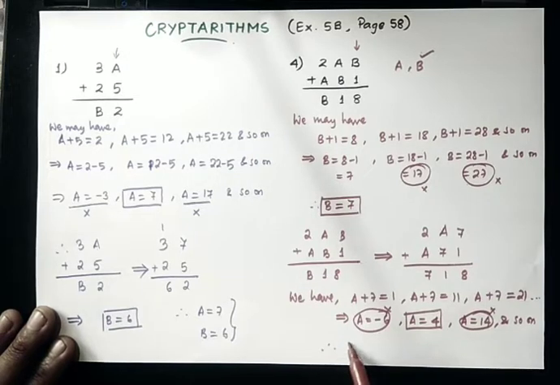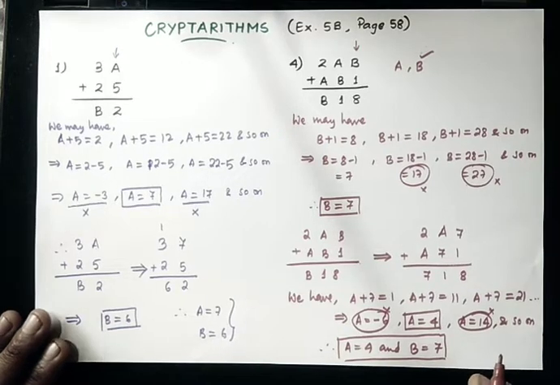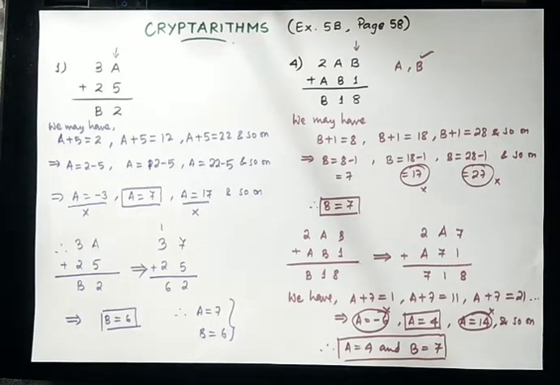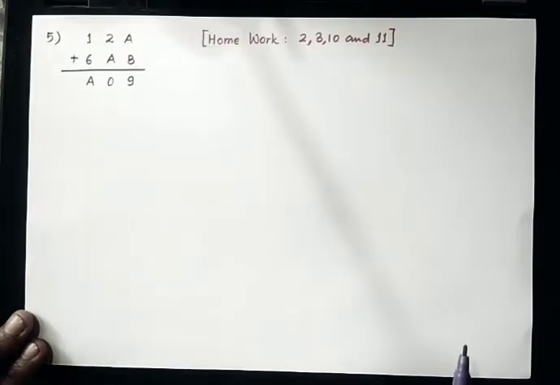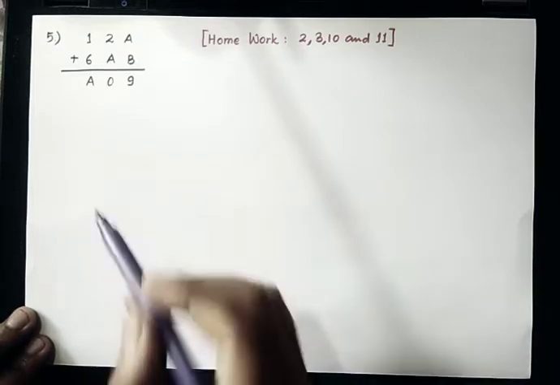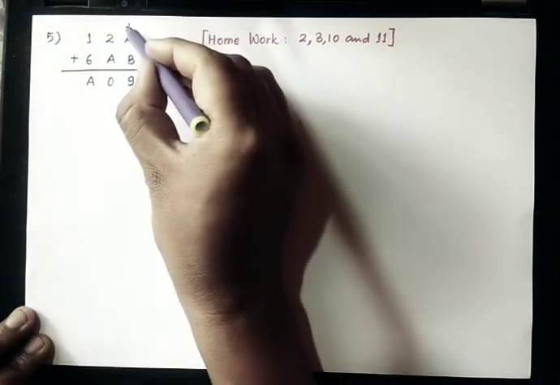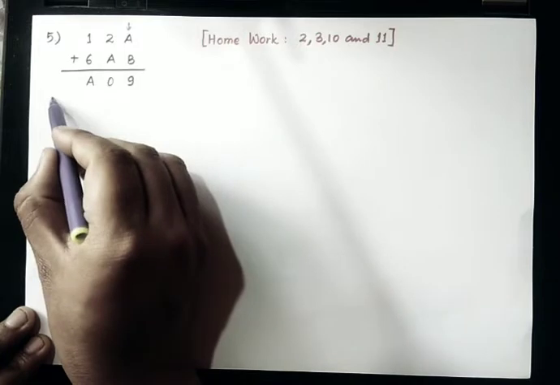So therefore we see that A is equal to 4 and B is equal to how much? B is 7. So this is our answer. So pause the video to note down. Okay, let's have a look at this question. So again we start adding from here.